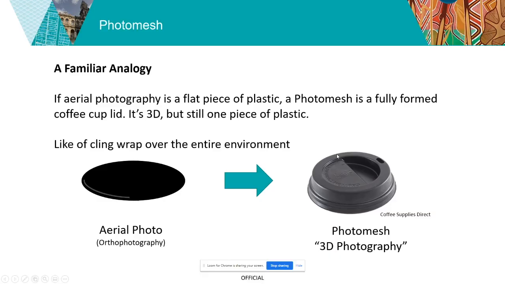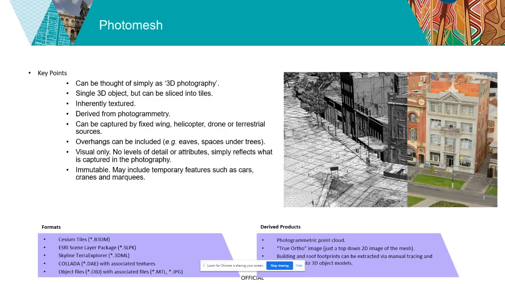Photomeshes. If aerial photography is a flat piece of plastic, then a photomesh is a fully formed coffee cup lid in 3D, like a piece of cling wrap draped over an entire environment at a single point in time. This includes the buildings, the terrain, the vegetation, stationary cars, and any above ground feature.